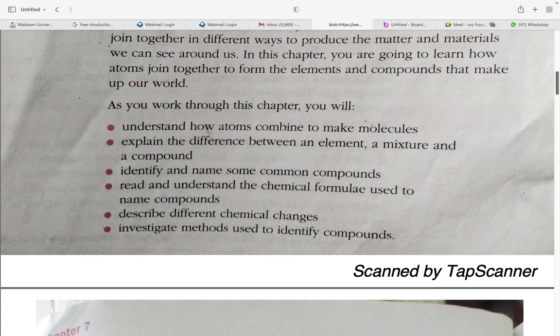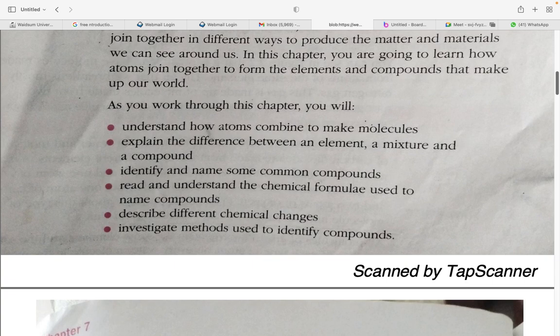We also want you to be able to explain the difference between an element, a mixture, and a compound. You should be able to differentiate between them. Then, we want you to be able to identify and name some very basic common compounds. Again, we want you to read and understand the chemical formulas used to name compounds.